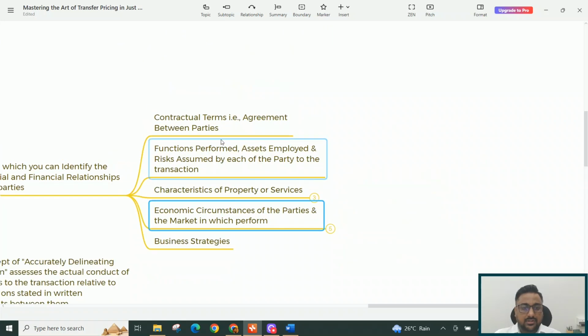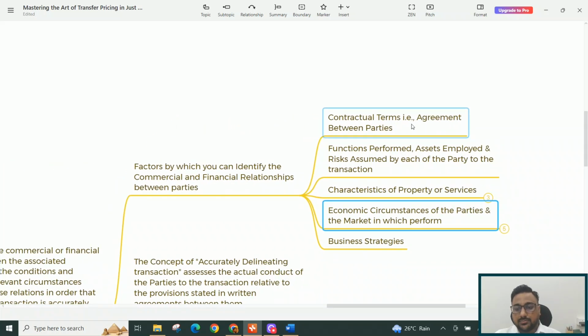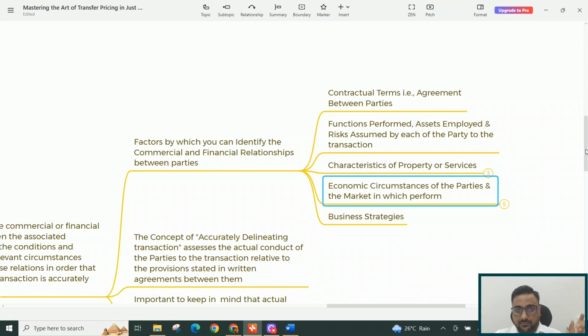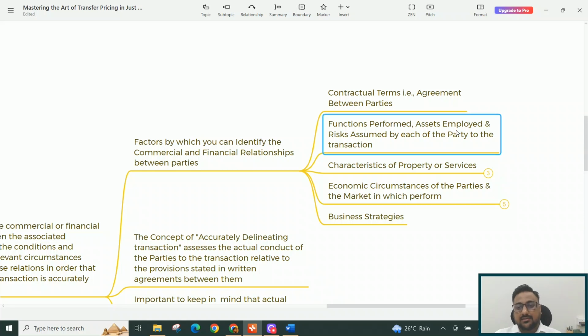As you can see here, first you need to understand the contractual terms and agreements which must have been made between the parties. That is one of the criteria from where you can identify the type of relationship between both the parties. Then functions performed, assets employed, and risks assumed by each party to the transaction, correct? You have to understand that entire part as well.